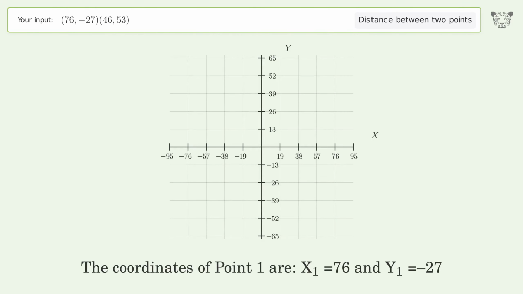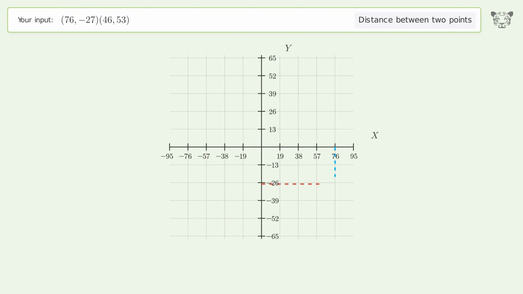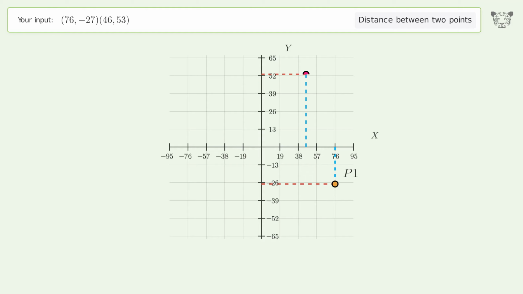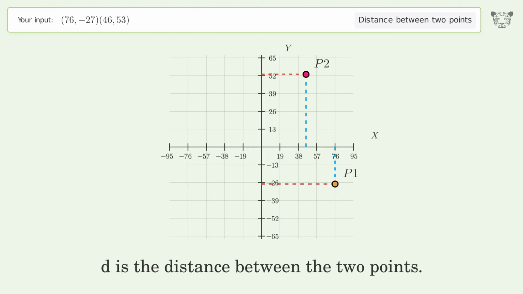The coordinates of point 1 are x1 equals 76 and y1 equals negative 27. The coordinates of point 2 are x2 equals 46 and y2 equals 53. D is the distance between the 2 points.